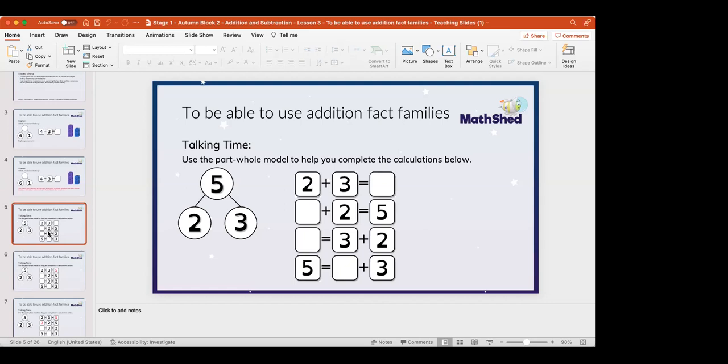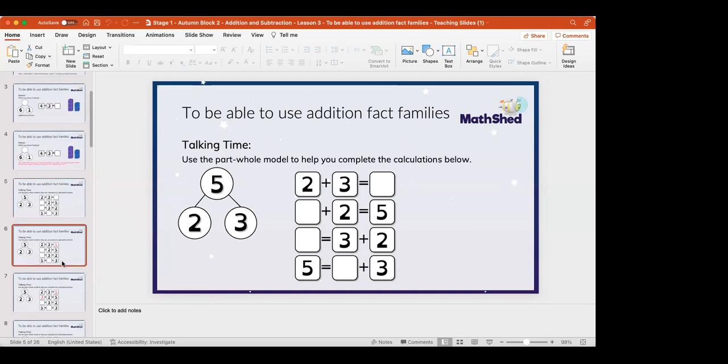So we're looking here at the part whole model, using it to complete the calculations below, and how they can use the 2 parts and knowing the total to complete these, and knowing that the equal sign can change where it is, but it does just mean it is equal to. So 5 is equal to 2 plus 3, for example.